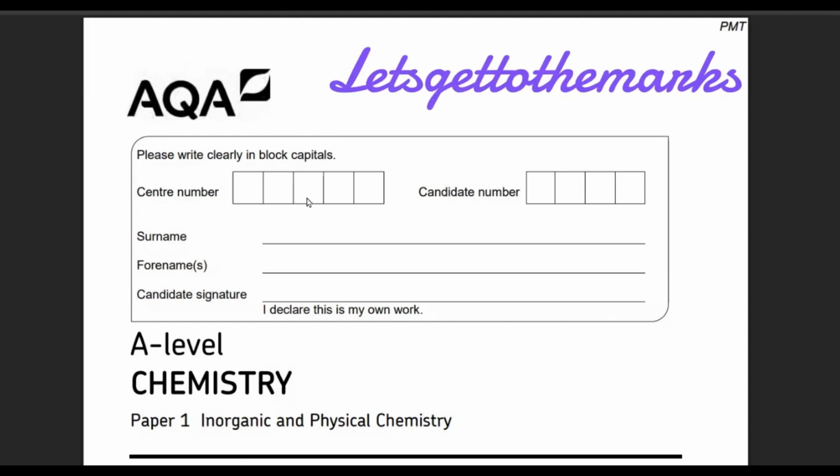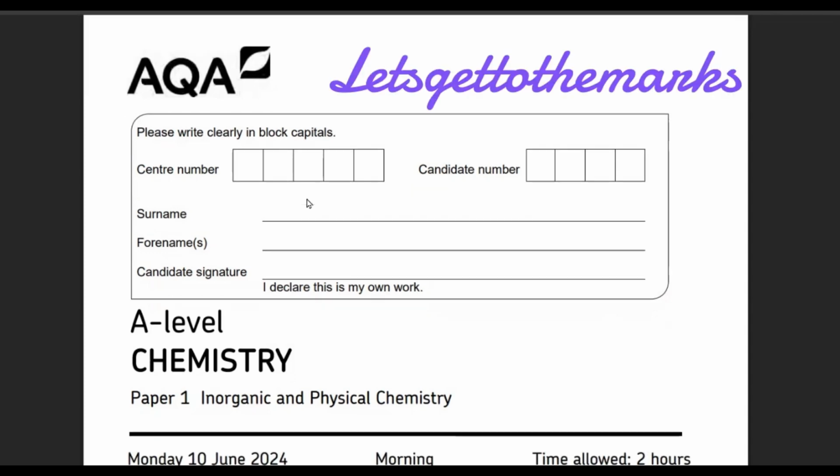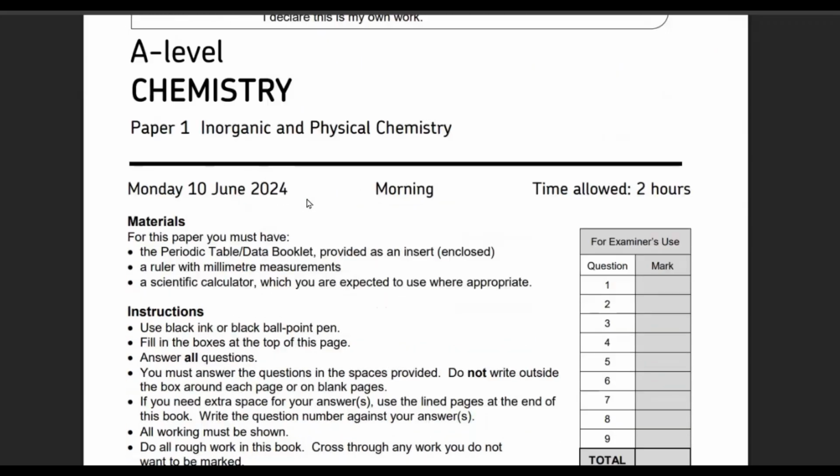This is the A-level chemistry walkthrough for Paper 1, Inorganic and Physical Chemistry 2024. Oh, my days, a whopping 9 questions to get through, but you've got 2 hours.